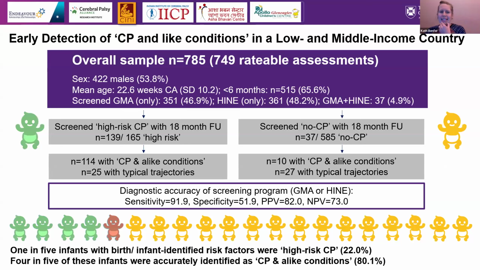I won't go into this in detail, but just again to flag that this data will be hopefully published soon. This is from the sample in India, and we looked at how predictive the general movements or HINE were for later diagnosis at 1.5 years of age. And we were able to get quite strong sensitivity with just that single assessment point, but the specificity was much lower. And so that's where we've been reviewing what would be recommended with the type and timing of tools.